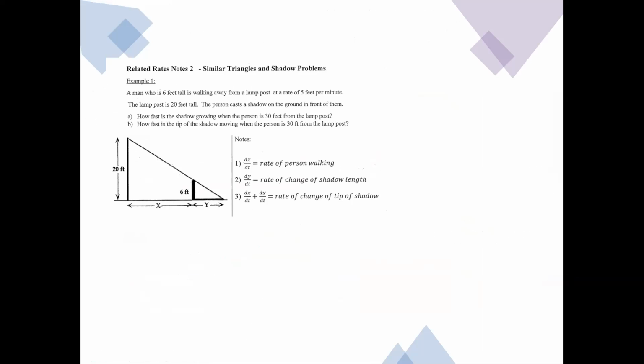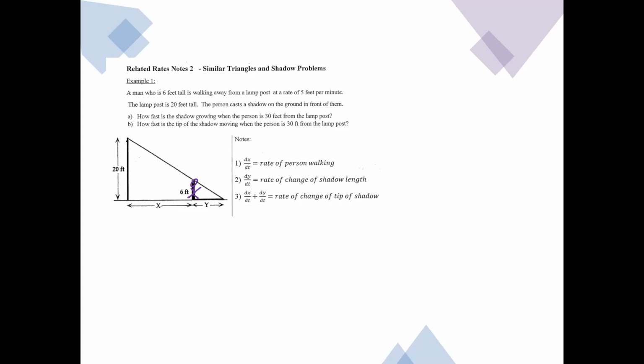All right, let's take a look at the question here. It says a man who is 6 feet tall, so there's a little man right there, is walking away from a lamppost at a rate of 5 feet per minute.